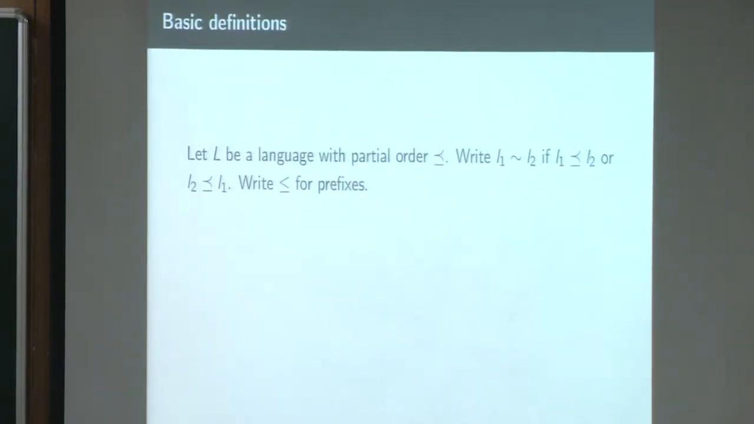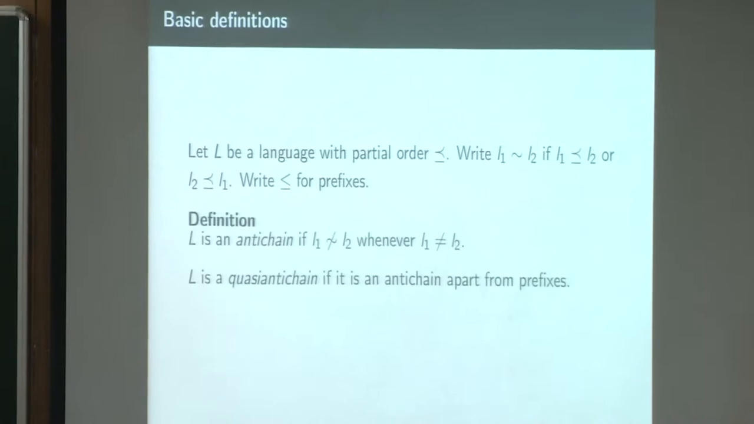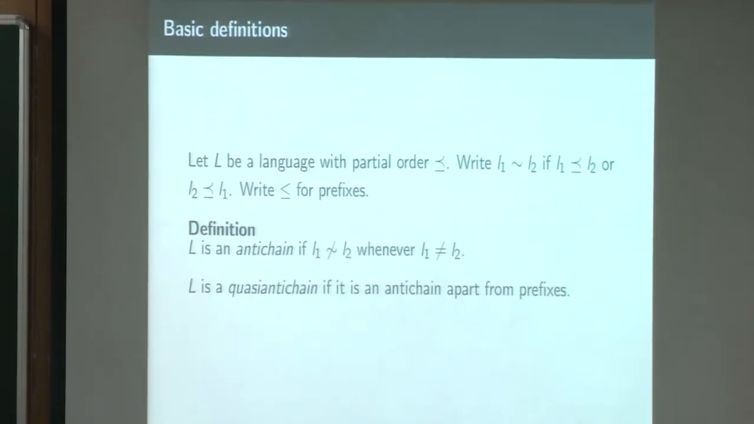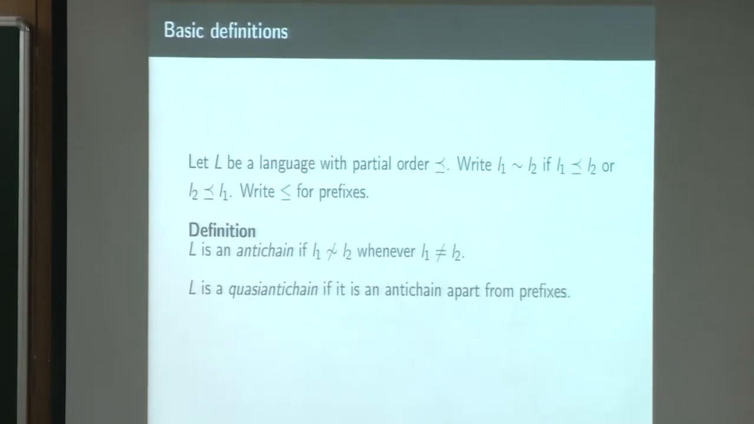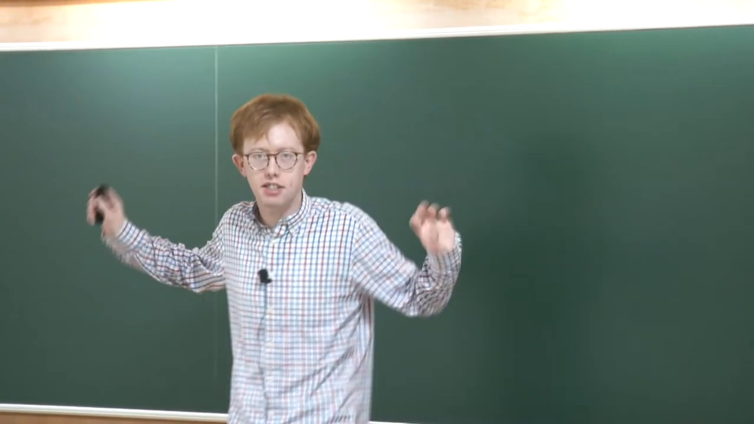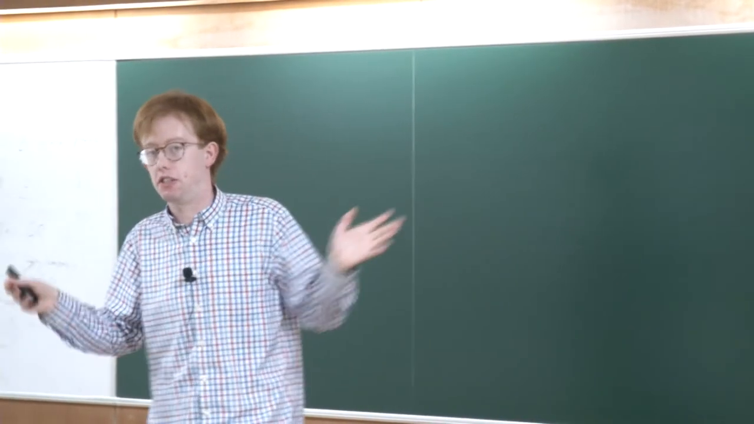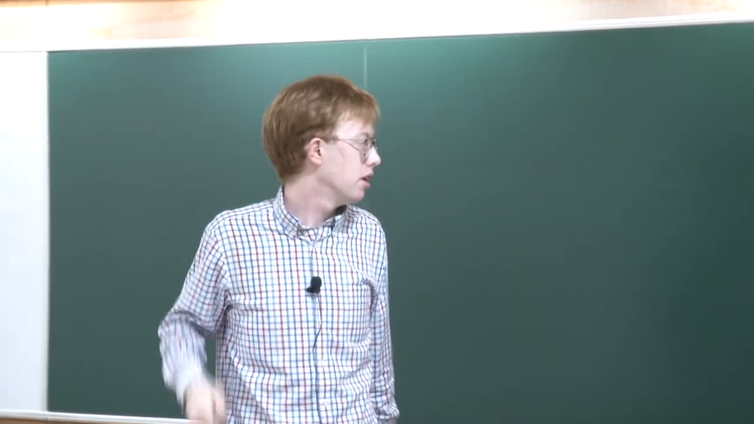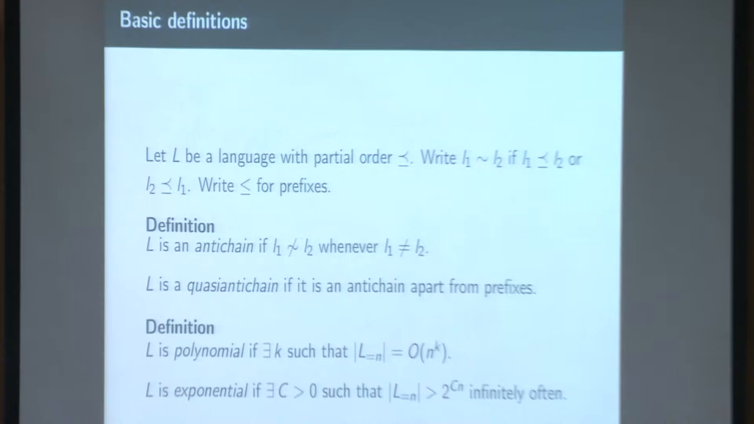Okay, so definitions. I guess you know what an antichain is. It's something where no two elements are comparable. A chain is the opposite of an antichain. It's something where everything is comparable. Sometimes an antichain is going to be too strong for us, so we'll also talk about quasi-antichains, which are like antichains except they might have prefixes, which in the lexicographic order are comparable, but we're going to imagine they're not comparable.